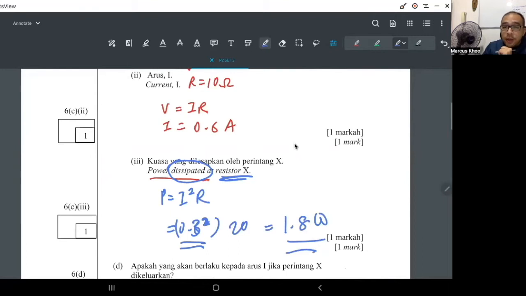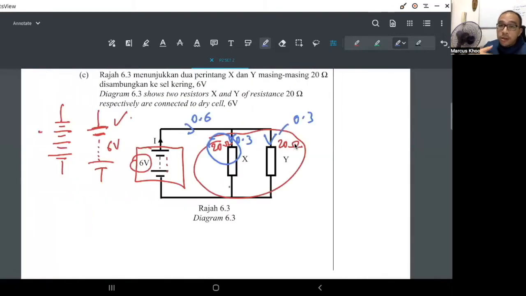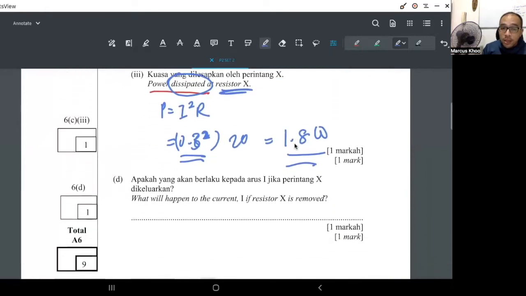Yeah, because I was wondering why I was using 0.6. Yeah, 0.6 is the total current for the entire circuit. But since it's asking specifically for resistor X, we need to know how much current is flowing in resistor X, and we find that it's 0.3. Since it is the same resistor, the current will be divided equally into two. So 0.3 squared times 20, you get 1.8 watts. That is the formula to count the power dissipation.